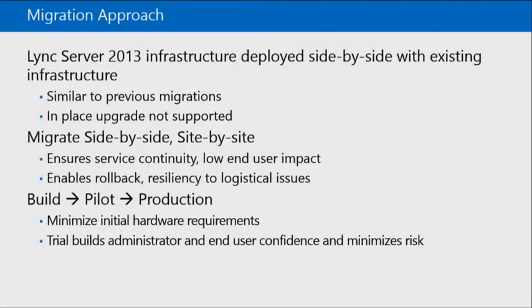From a migration approach perspective, what we're talking about is Lync infrastructure deployed side by side with existing infrastructure. Similar to previous migrations, in place is not supported, and side by side, site by site is really the way we handle this. You roll out Lync in your new data center, or you roll out new Lync in your existing data center in the same Active Directory, and you move users from old server version to new server version, old client version to new client version, and you do that pool by pool, site by site. Group by group, whatever the case may be.